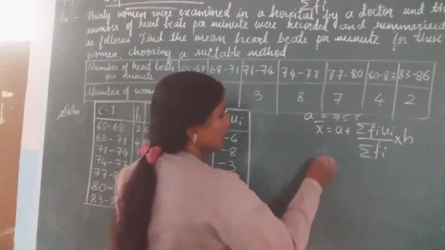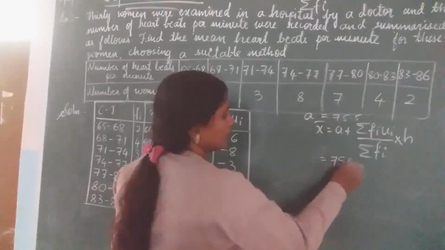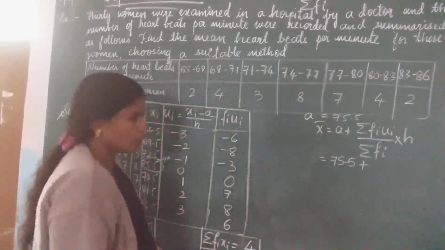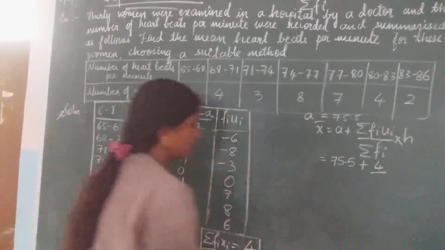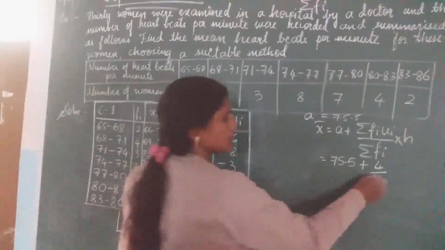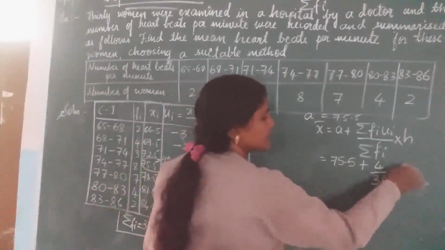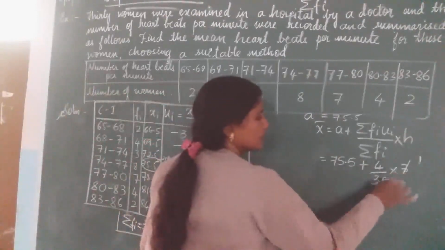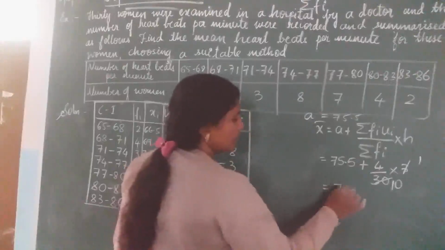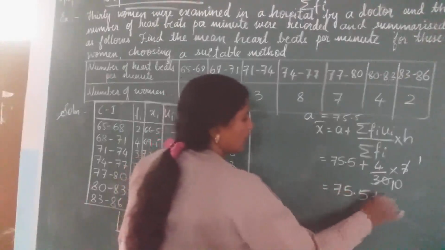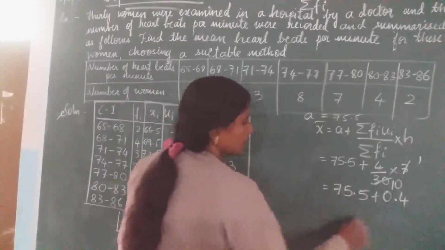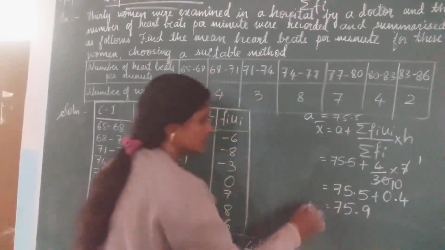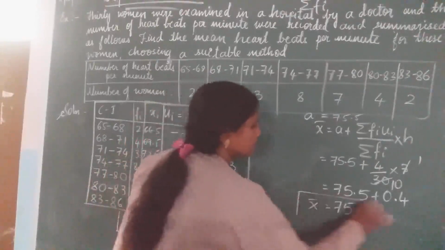Okay, now assume the mean is 75.5 plus summation of fi ui divided by summation of fi, which is 4 divided by 30, into h, which is the class size, that is 3. So 3 ones are 3 tens. So 75.5 plus 4 by 10, the answer is 0.4. So the answer is 75.9. This is nothing but the mean.